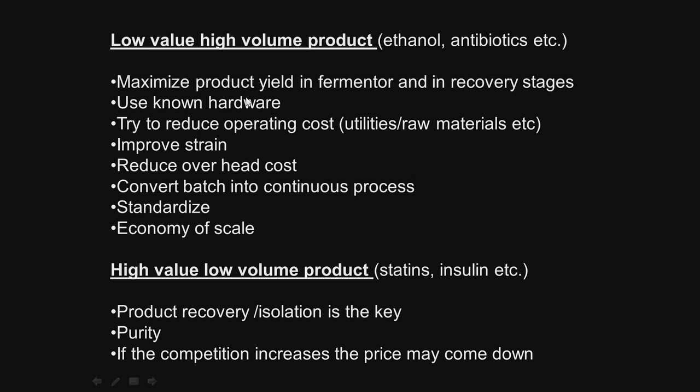So, when you are designing for a low value high volume product, you want to maximize the yield and you want to maximize the recovery, because as much material as possible you must get. You must use known hardware, do not think of designing new downstream, use the already available hardware from vendors. You must use low amounts of raw materials and utilities. You do not use too much of raw materials and utilities and increase the operating cost. You must try to improve the strain.